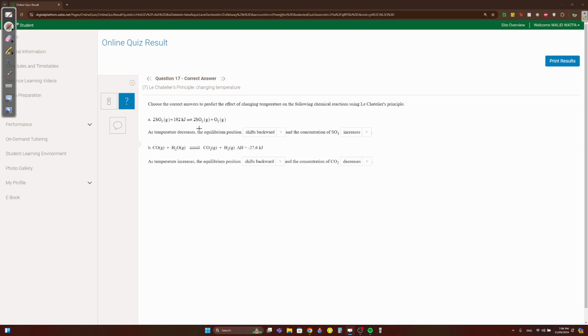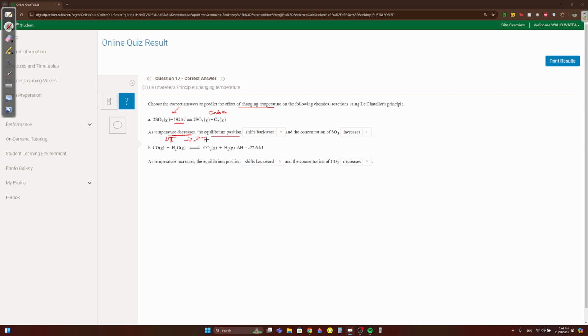Okay, 17. Here we have the effect of changing temperature using Le Chatelier. If it's changing temperature, you want to know if it's endo or exo. Here we know that it's endo. If it's on the reactant side and it's exo, you're absorbing the energy. If you decrease temperature, where would the equilibrium position go? Decreasing temperature, how would we counteract a decrease in temperature? We'll have to increase the temperature.